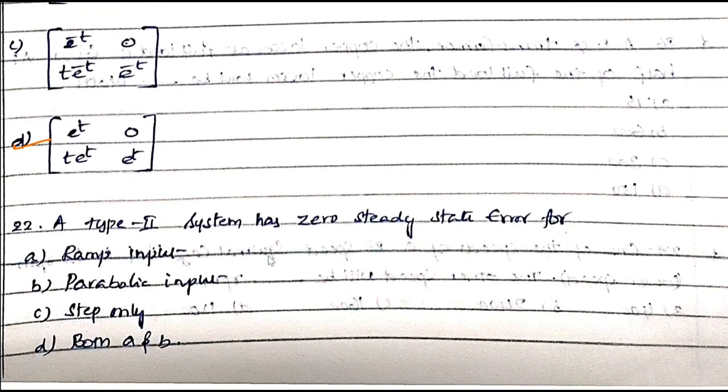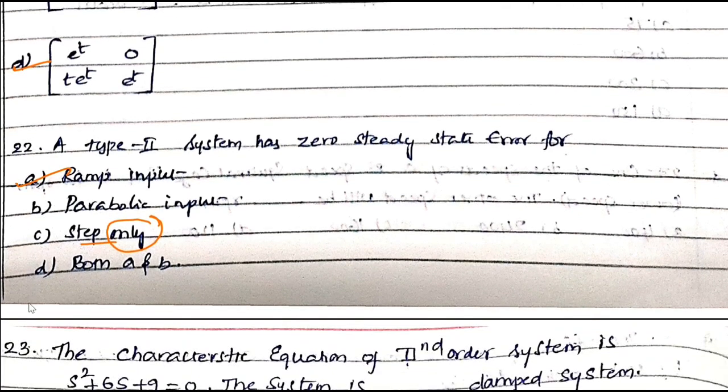Next one, a type 2 system has zero steady state error for a ramp input, parabolic input, step only, both A and B. So observe this answer here. Actually the answer will be for the step and ramp. But the option here is step only, so only is the word that makes the difference here. If the answer were ramp input, C step input, you could say D both A and B. But here step only is given, so answer will be A only. So a little bit tricky question here.